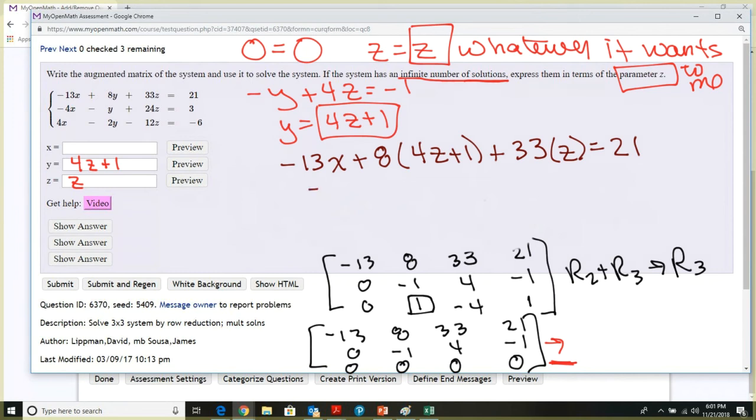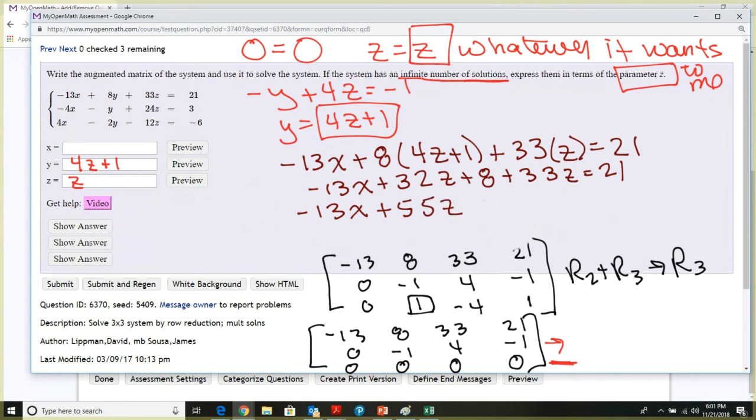So again, we're trying to solve this for x. Let's just distribute this through. That's 32z plus 8 plus 33z equals 21. So negative 13x, that's going to be what, a 55z? And then we can move the 8 to the other side. Let's see, 21 minus 8 is just what, 13? Oh, I can't add, you guys. 32 plus 33 is 65.